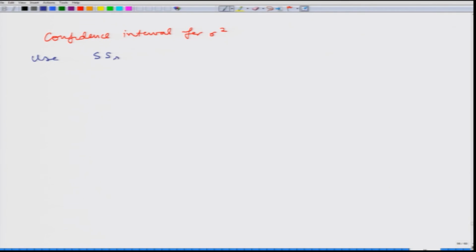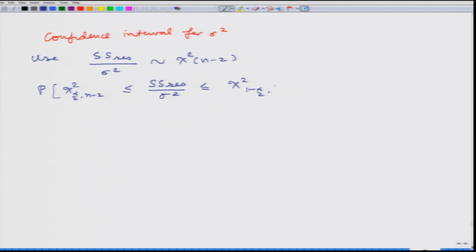result which we had discussed earlier, that sum of square due to residual divided by sigma square follows a chi-square distribution with n minus 2 degrees of freedom. So, using this result, I can find out the confidence interval in the following way: SS_res divided by sigma square is going to lie between the chi-square alpha by 2 percent point with n minus 2 degrees of freedom and the chi-square 1 minus alpha by 2 percent point with n minus 2 degrees of freedom, and the probability of such an event is 1 minus alpha.